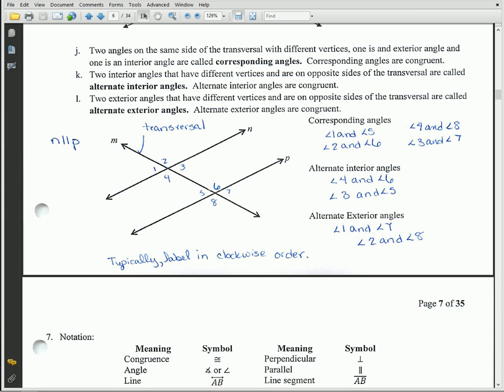Now, I'm going to stop right here for a minute, and I want to talk about the word opposite. Opposite in mathematics means to change the sign, or they're on opposite sides of the transversal, so they're mirror images of each other. Okay? Alternate interior and alternate exterior are alternating across the transversal.